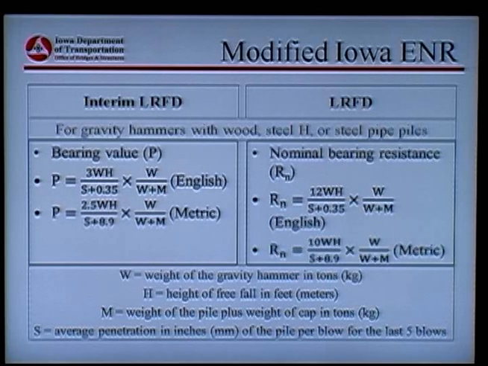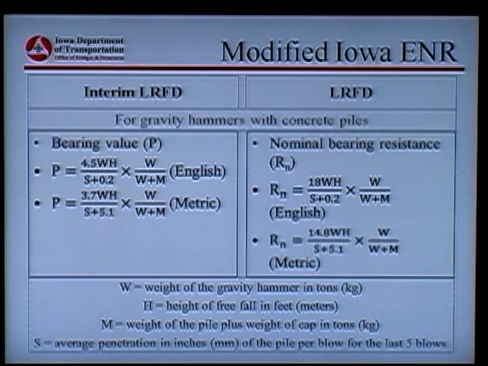Right? So the next one is, again, for different formulas for different hammers. It's gravity hammers on concrete piles. Again, you take the coefficient of 4.5, multiply by 4, and come up with the coefficient 18. Right? And if it's in metric units, 3.7 multiplied by 4 gives you a coefficient of 14.8. Here is the equation to calculate, again, nominal resistance.